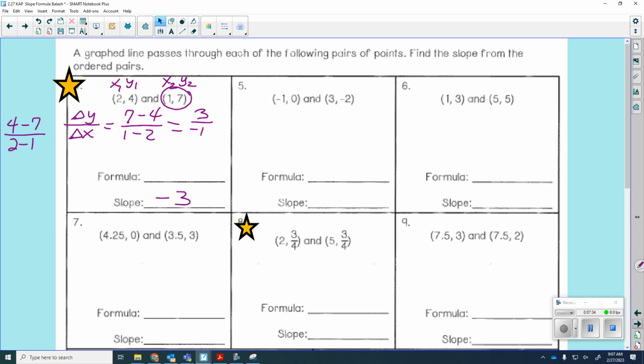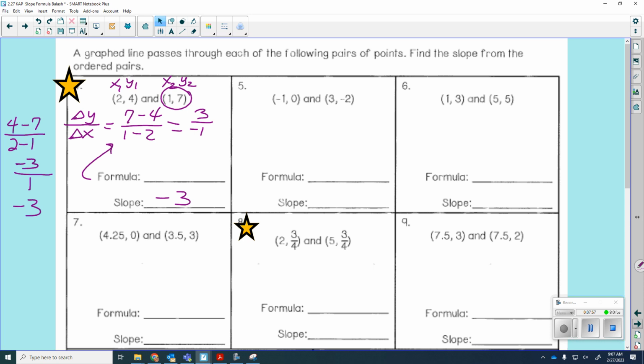-3. Let's do it this way. What's 4 minus 7? -3. What's 2 minus 1? 1. So what is that? Do you see how it doesn't matter? You're still going to get the same answer either way you do it. Okay? I'm not going to write the formula there because we did it up here.